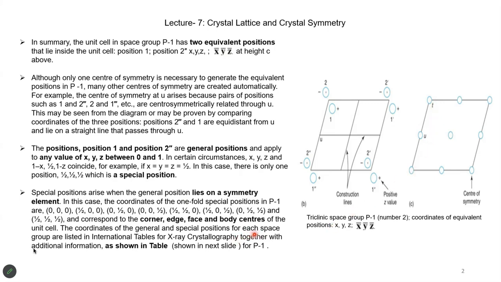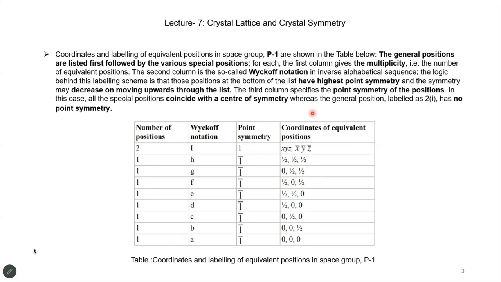Okay, this coordinate of general and special positions of each space group, remember, is given for each space group in the International Tables of X-ray Crystallography together with additional information. In the next slide, we show how that position is shown in the International Tables, taking only this example. Okay, this is how it is shown.